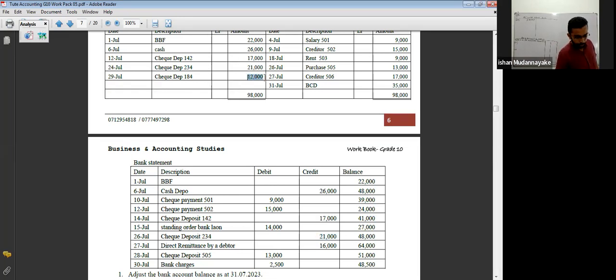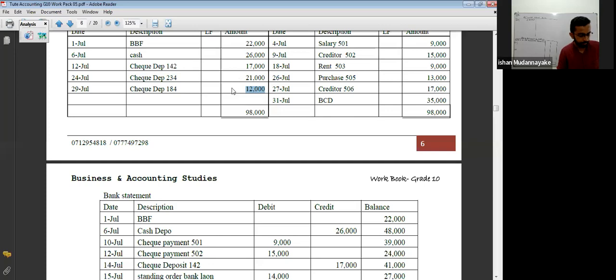But there is an issue with this 12,000. You have deposited a 12,000 check, but that check is not available in the bank statement. What is this 12,000 check? Unrealized check. You have deposited a 12,000 check, but it is still unrealized. The commercial bank has not yet collected cash for this check. Unrealized check 12,000. We have to record the unrealized check.